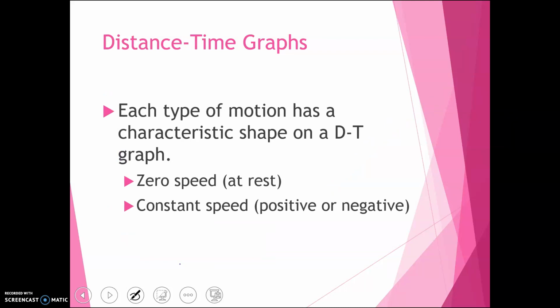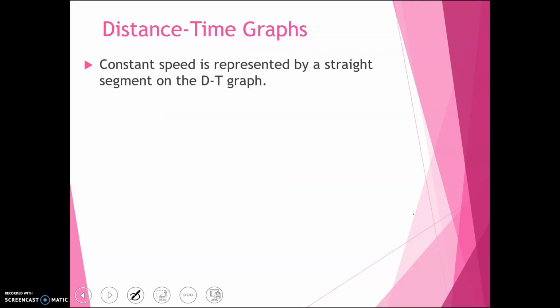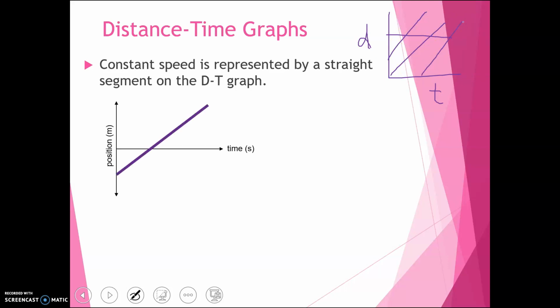So the first graphs that we're going to be looking at for these distance versus time graphs, we're going to be looking at 0 speed, so an object at rest, and then we're going to be looking at constant speed. So maybe it's a positive or a negative constant speed. Constant speed is represented by a straight segment on a distance versus time graph. Straight segment meaning if you have distance on the y-axis and time on the x-axis, some sort of straight line. We're only going to be dealing with straight lines.